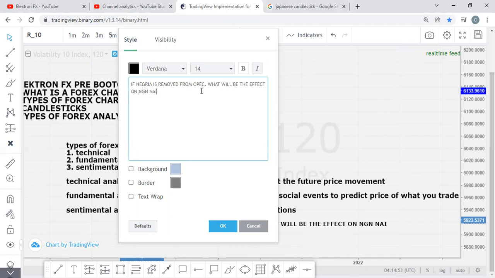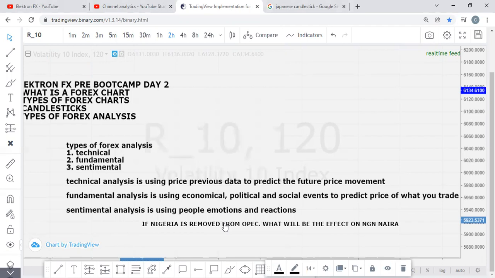Is the Nigerian naira going to increase in value? Is it going to reduce? And give reasons. Not just yes or no, give reasons. That's the only assignment. If Nigeria is removed from OPEC and is no more part of the oil producing and exporting countries, what is going to happen to the Nigerian naira? Very simple question, and we want to see your answer.